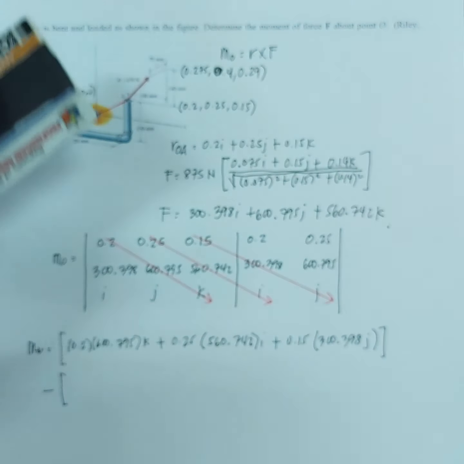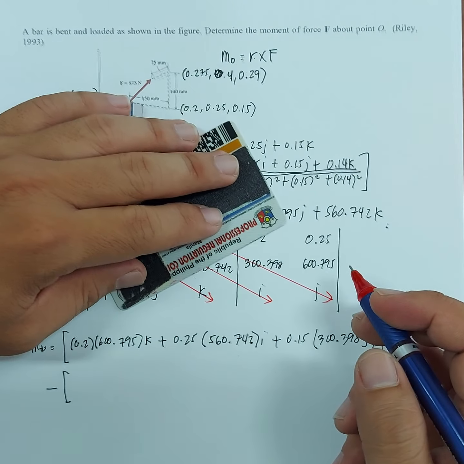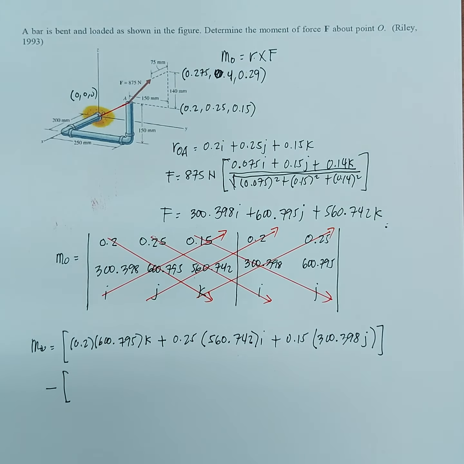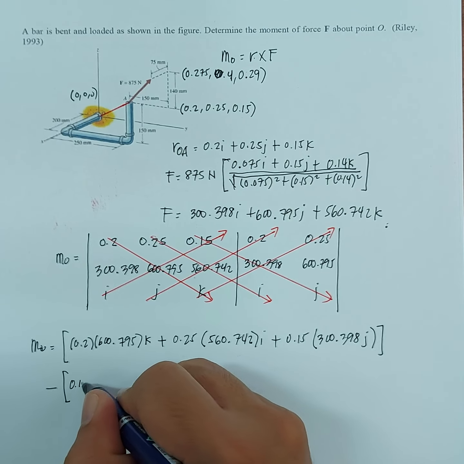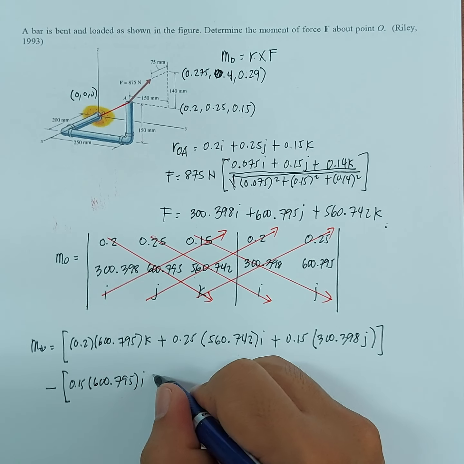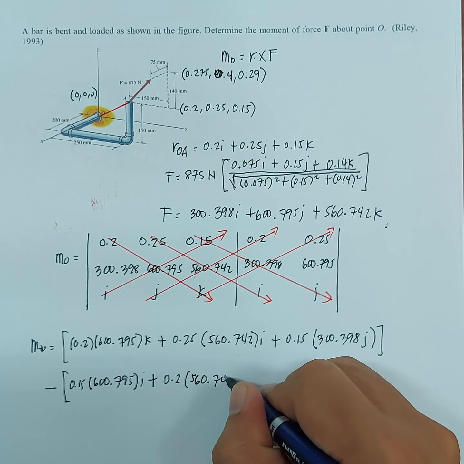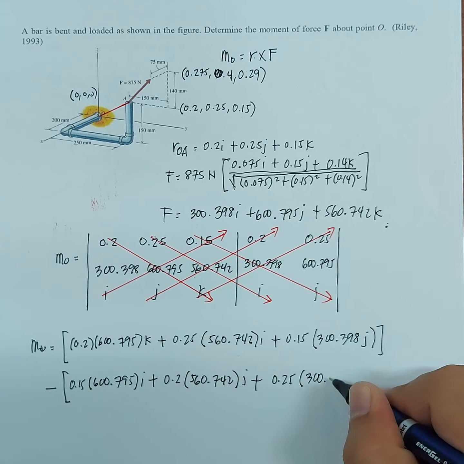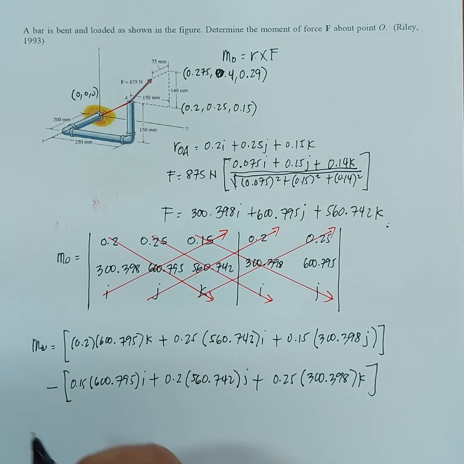we draw lines again, diagonal lines, like this. So we multiply again. We have 0.15 times 600.795 I plus 0.2 times 560.742 J plus 0.25 times 300.398 K. Okay? So we simplify.